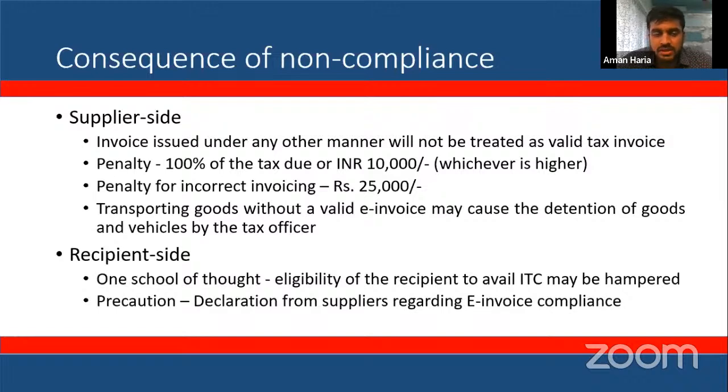One standard thing that is going around is that you take an undertaking or a declaration from your supplier regarding their e-invoice compliance: whether it is applicable, and if yes, that they are complying. If not applicable, then stating that they are not liable to comply as of now, and moving forward, whenever the e-invoicing provisions become applicable, they will comply. Such a declaration or undertaking can be taken from your suppliers.